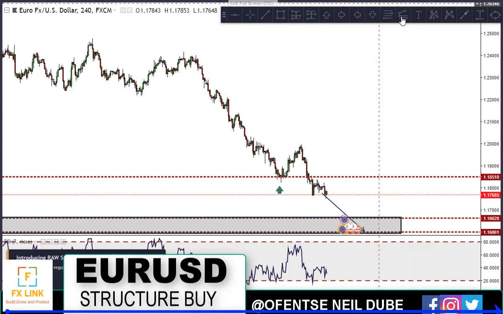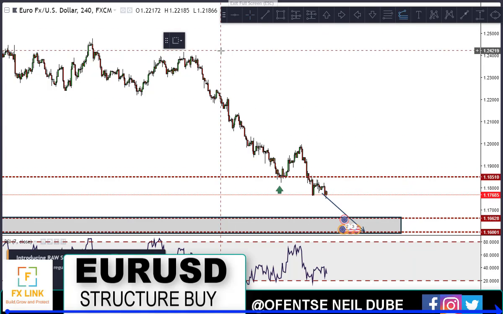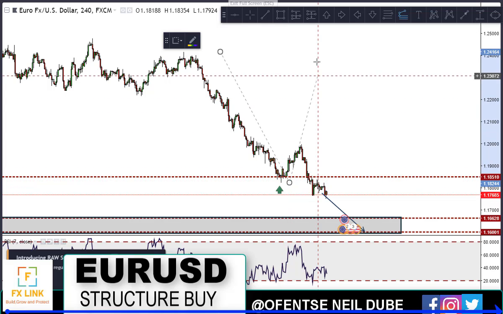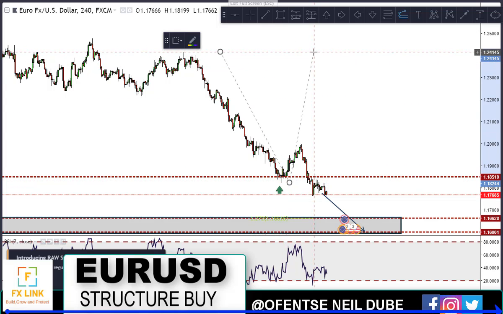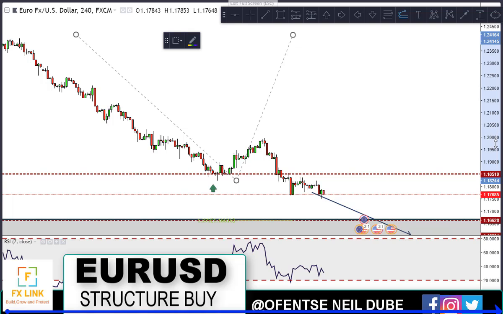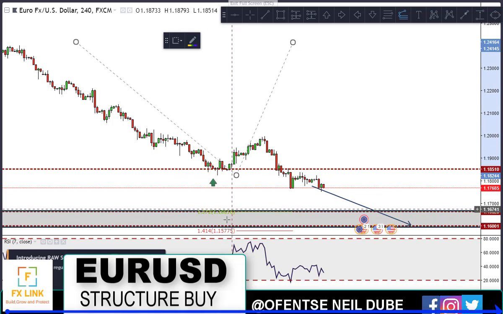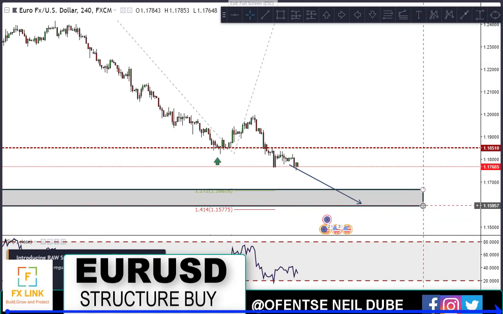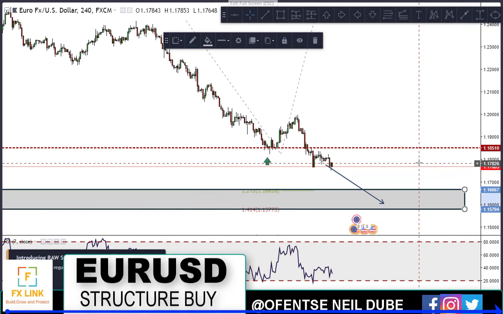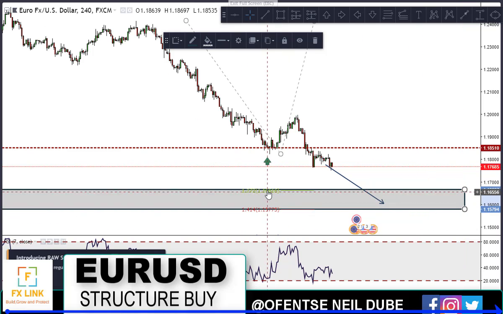The first thing I'd add is my extension tool, from this X leg down to a right back to X. Let's try to zoom in. And you could see that right there at this level, this is where we had our 127 extension. So this is where we have a nice 127. This is where we get a 1414.